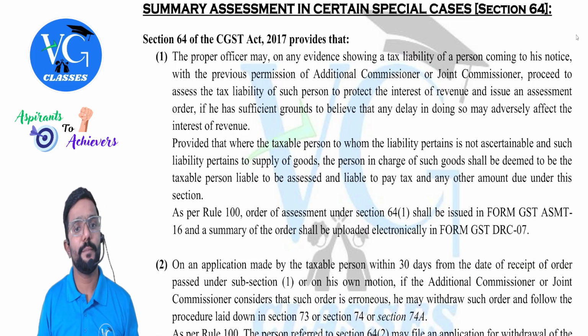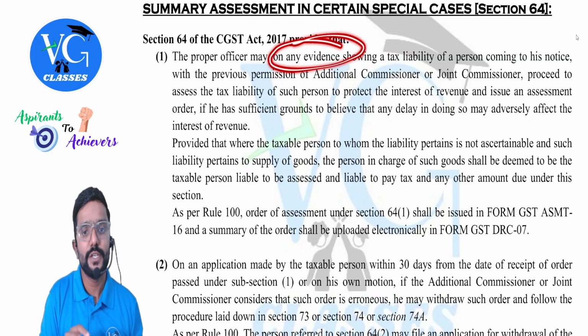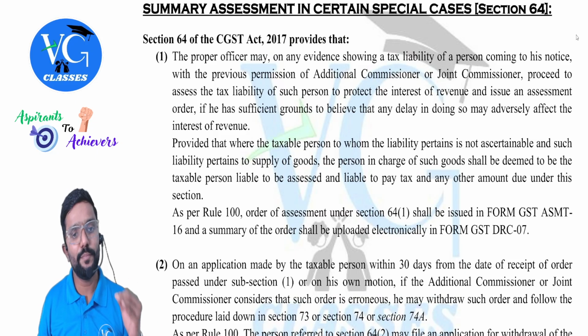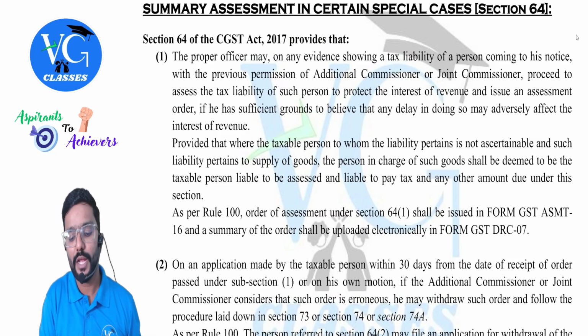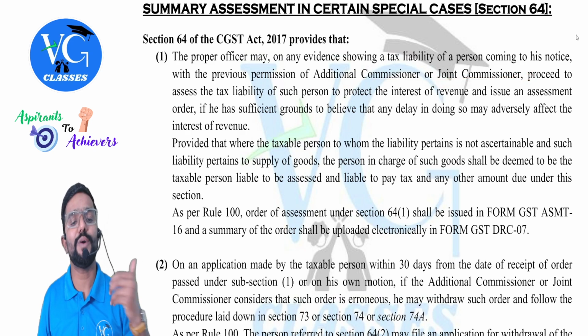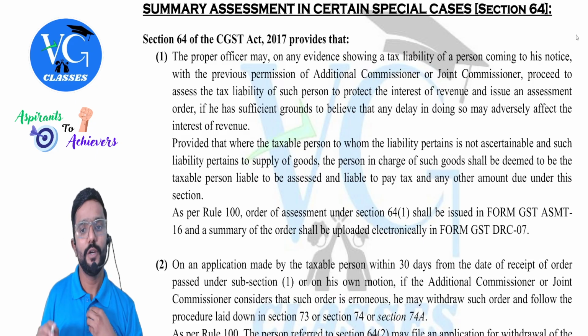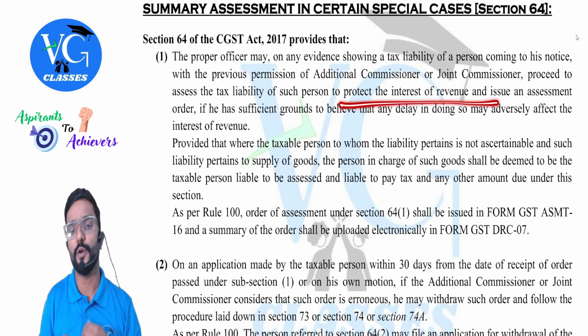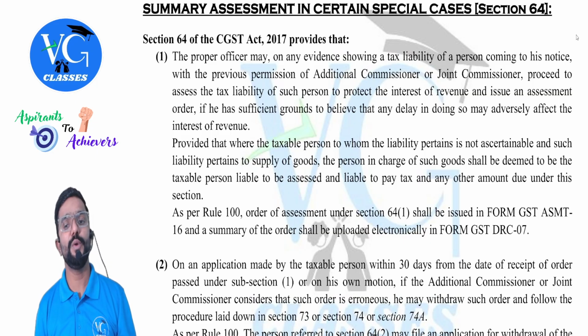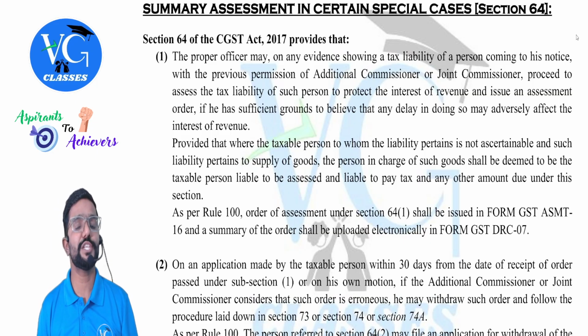The proper officer may, on any evidence showing a tax liability of a person coming to his notice, with the previous permission of additional commissioner, that is AC, or joint commissioner, JC, proceed to assess the tax liability of such person to protect the interest of revenue and issue an assessment order if he has sufficient grounds to believe that any delay in doing so may adversely affect the interest of revenue.